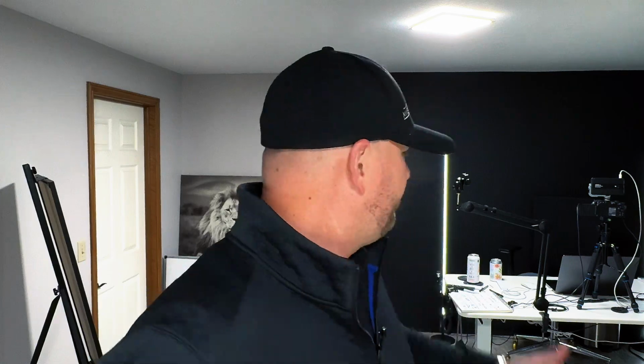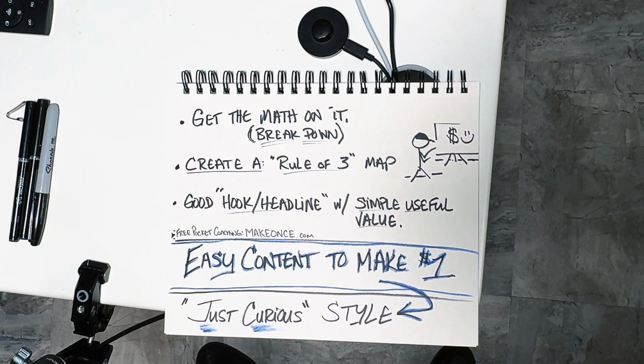I was curious about how to make content that could make $1 online. So I wrote down 3 things that I've done in the past where I've been able to make at least $1 on the internet with content. And it's right over here, and I'll show you what it's called. It's called my Just Curious style. This is just the way I do it, so I just thought I would show you.